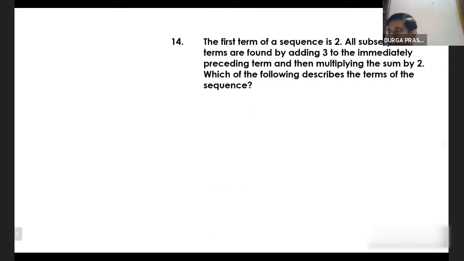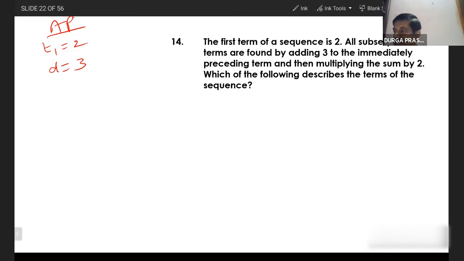Right, children, let us go to the next question. Anyway, this is what we have already done. So you see, the first term of the sequence is 2. So T1 is 2. First term is 2. All subsequent terms are found by adding 3. So common difference is 3. Arithmetic progression series, AP. Okay. And then multiply the sum by 2. So this is not AP. So this is something else. So let us check what it is.